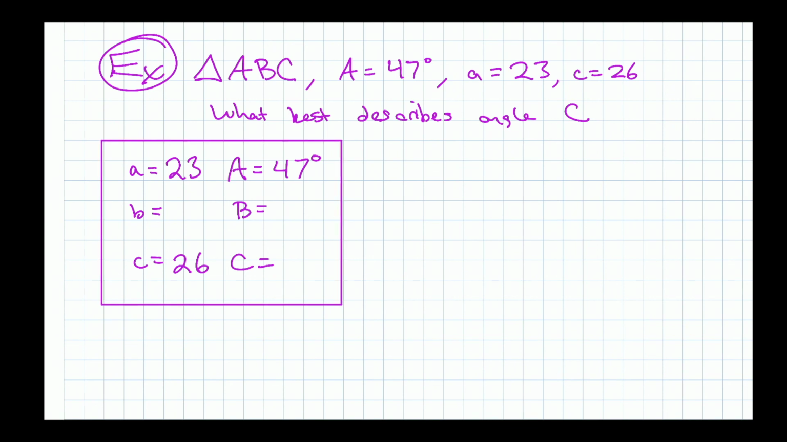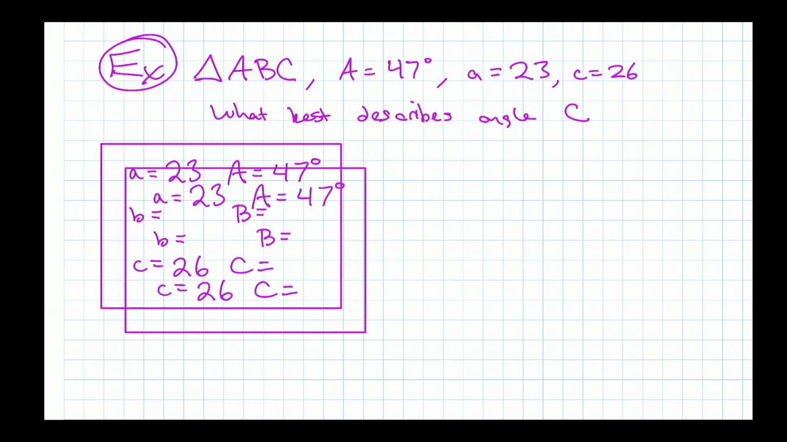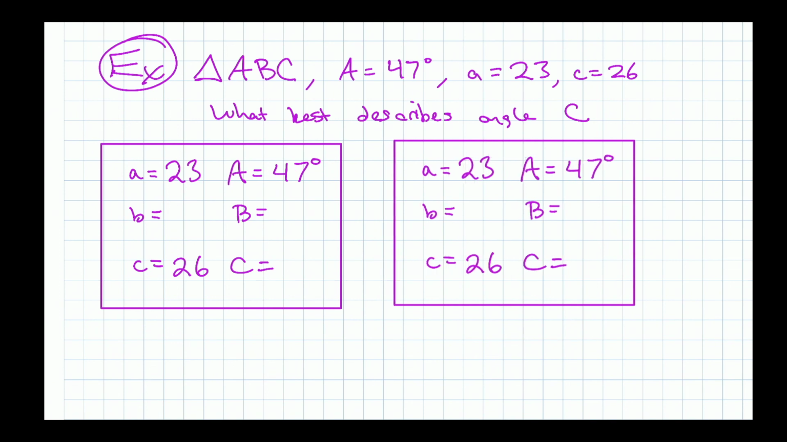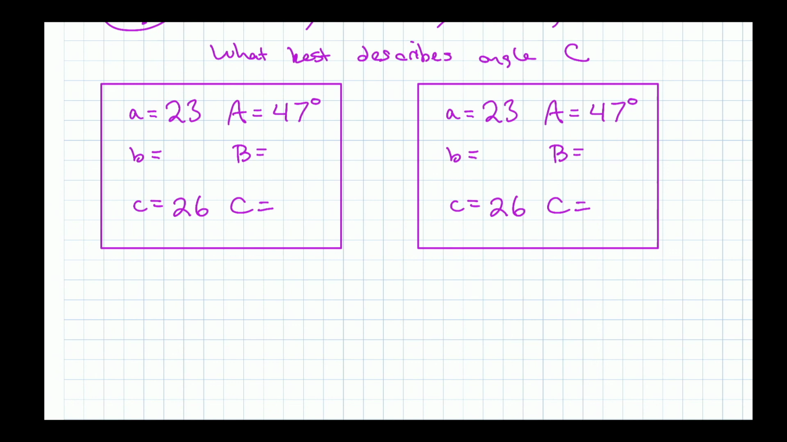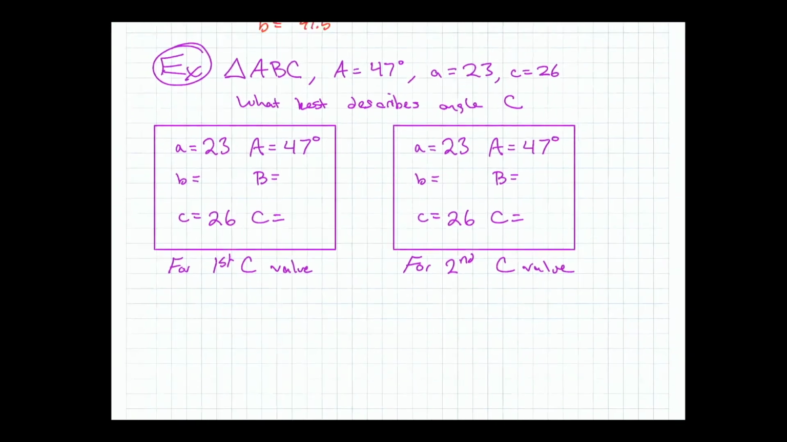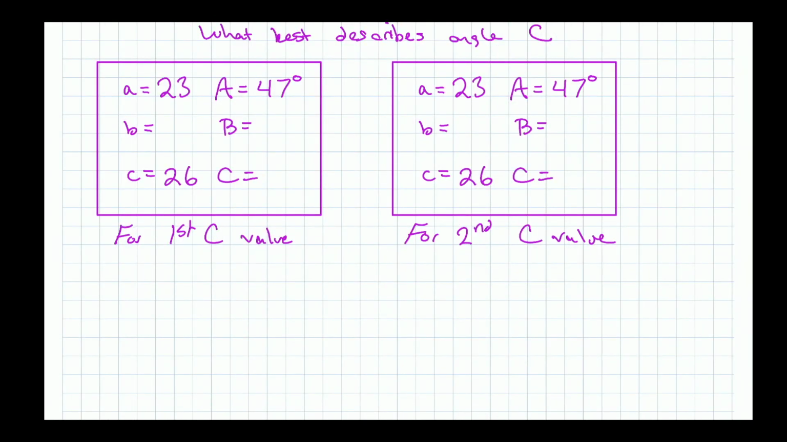Okay. And then here's what I'm going to do. I'm going to copy this box and put it over here. So this is going to be, if we end up with two choices, for the first C value, and this is going to be for the second C value. So we'll try to fill out both of these as we go. Okay, so let's try to do that.